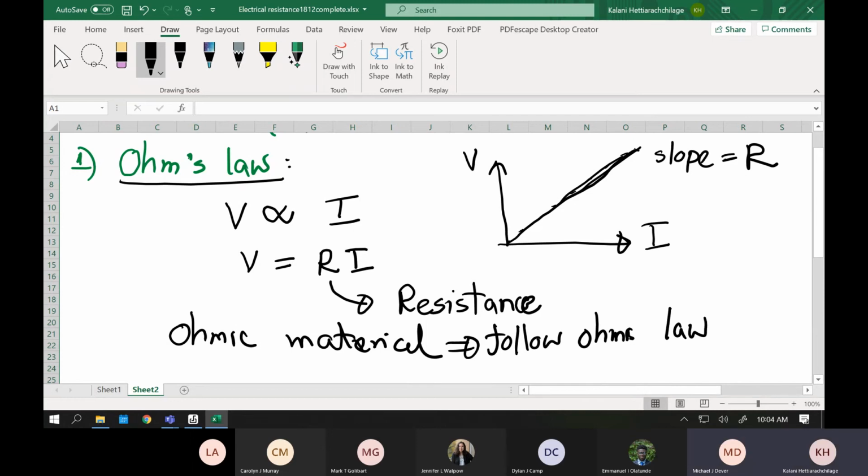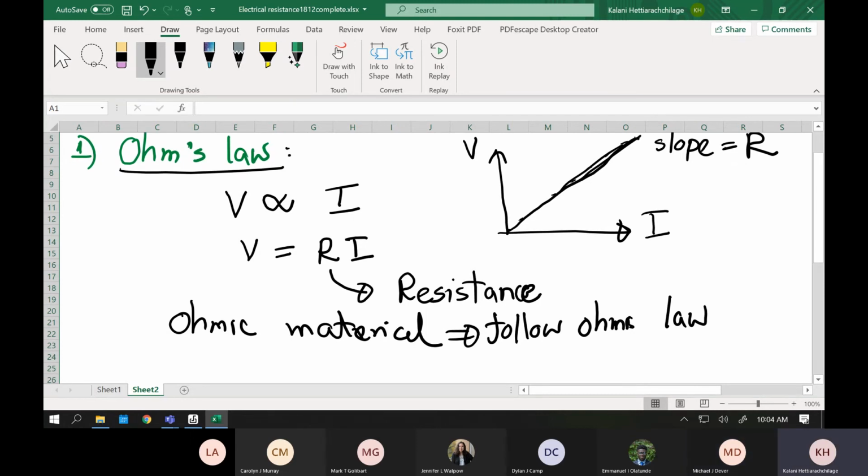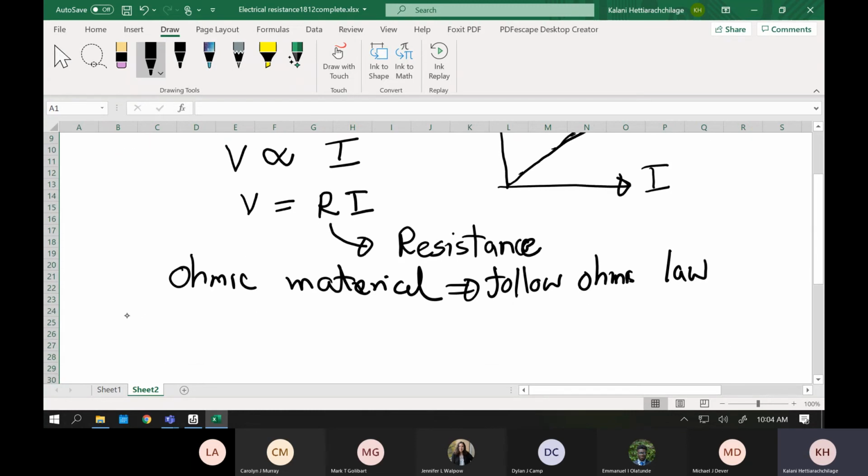Right? But there are some other materials. We're going to work with the light bulb, which will not follow Ohm's law. That means you don't see this linear behavior. Those materials we call non-ohmic materials, which do not follow Ohm's law.